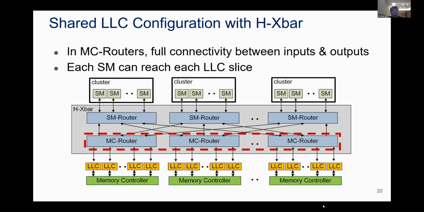Next, we will show how to enable the shared LLC configuration in the hierarchical X bar. The hierarchical X bar is similar to the CD X bar. It has two types of routers, the SM router and MC router. The SM router connects to a cluster of SMs, and an MC router connects to one group of LLC slices. The SM router and MC router use long links to connect to each other. In this case, each SM can reach each LLC slice. This is the shared LLC configuration.